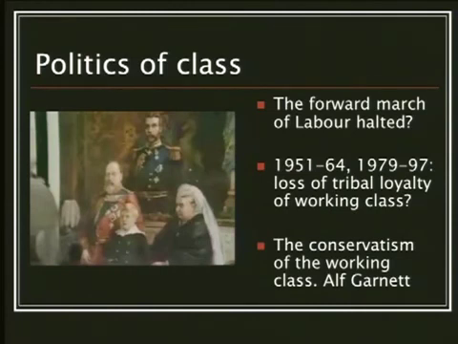Now, for most social scientists, this seemed like a contradiction, that an electorate characterized by a predominance of the working classes should have been voting for their class interest and voting for the Labour Party. But this hadn't happened. So the question was, how come this has happened? Was it about the working class having lost its tribal loyalty to the labour movement? Or was it that the working class was, in fact, just disappearing?